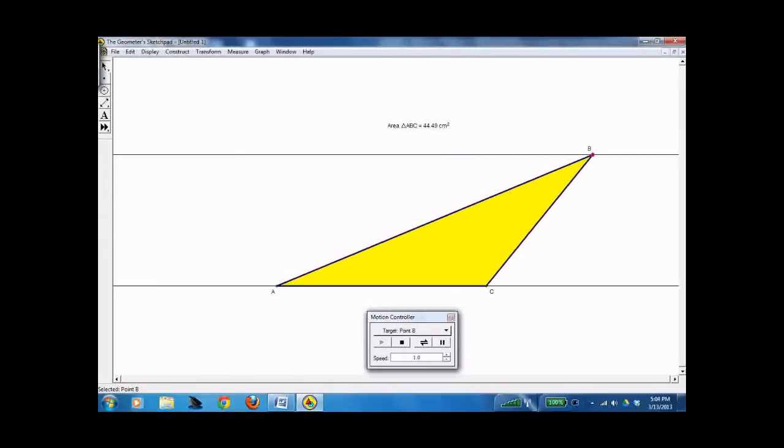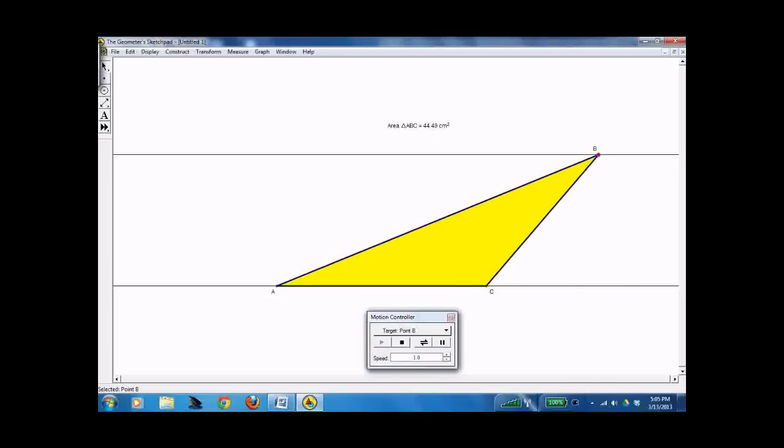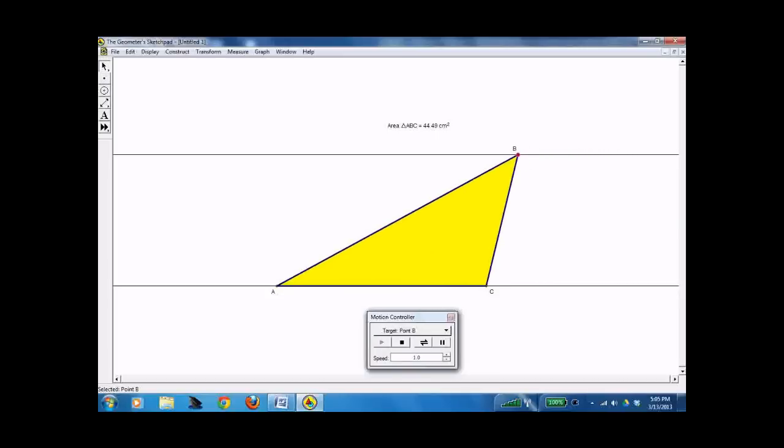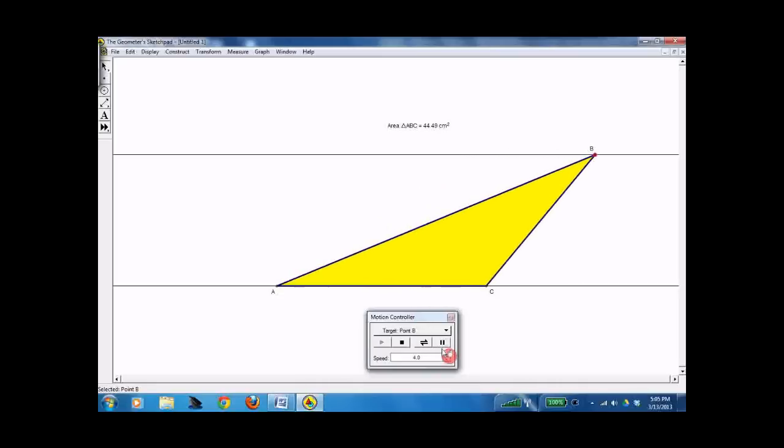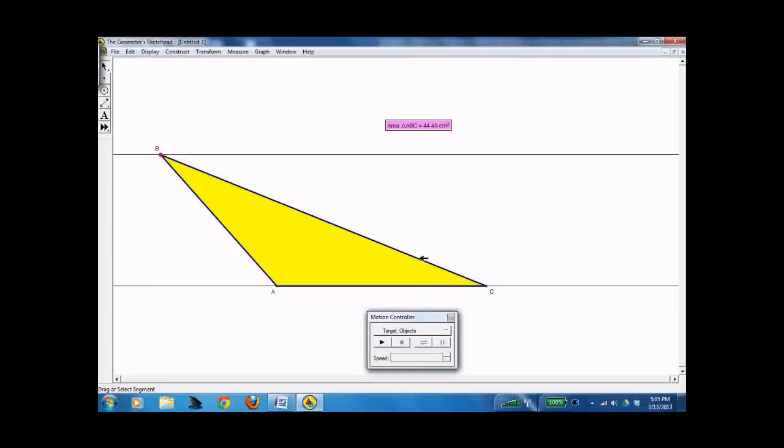So it's moving over there. This has not changed. This is 44.49 centimeters. It keeps moving. Even that flat triangle has 44.49 centimeters. So does an isosceles triangle with the same base and same height, right about there, 44.49, even all the way over to the other side. Let's speed this up a little bit. And that's on the other side, still the same area.